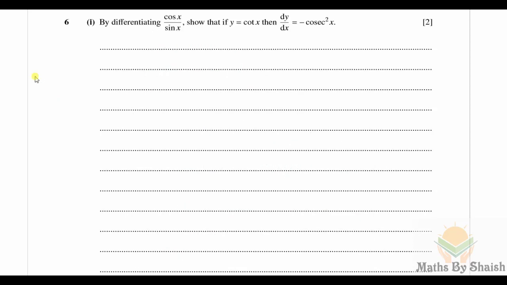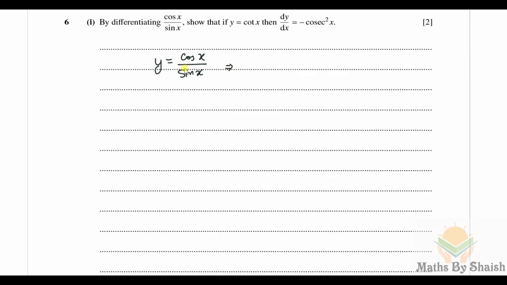By differentiating cos x over sin x, show that if y is equal to cot x, then dy over dx is equal to this. So we need to find the differentiation of y is equal to cot x with the help of making cot x as cos x over sin x. So y is equal to cos x over sin x. I have written cos x over sin x in place of cot x, because we know that cot x is equal to cos over sin.